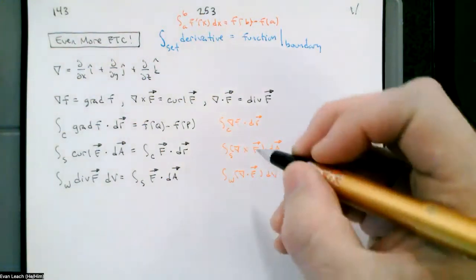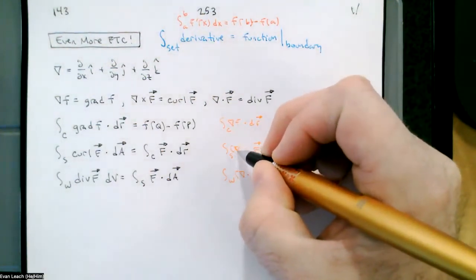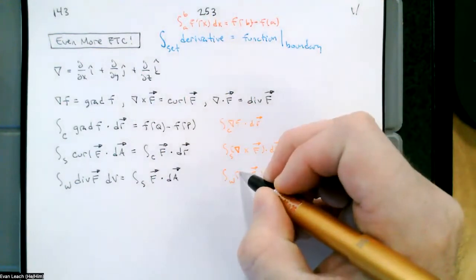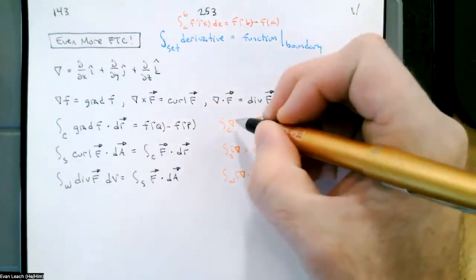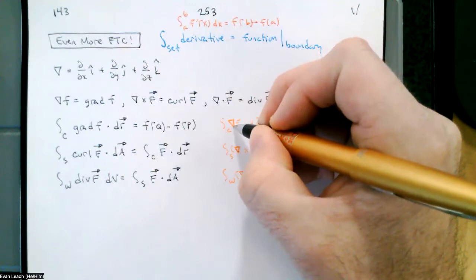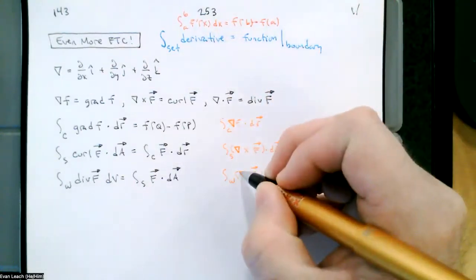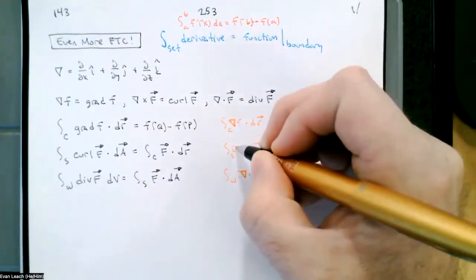But we have seen the curl and divergence in terms of this del operator. And in the structure of the fundamental theorem of calculus, that's our derivative. This del operator is acting as our derivative.